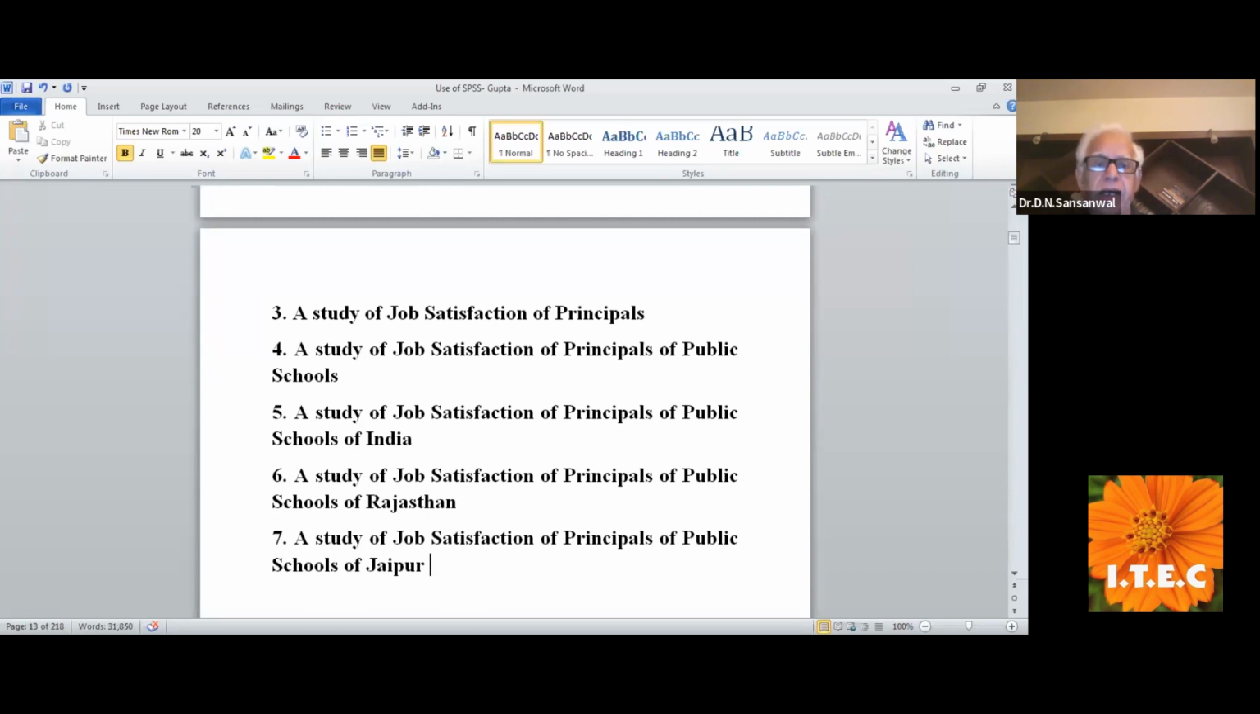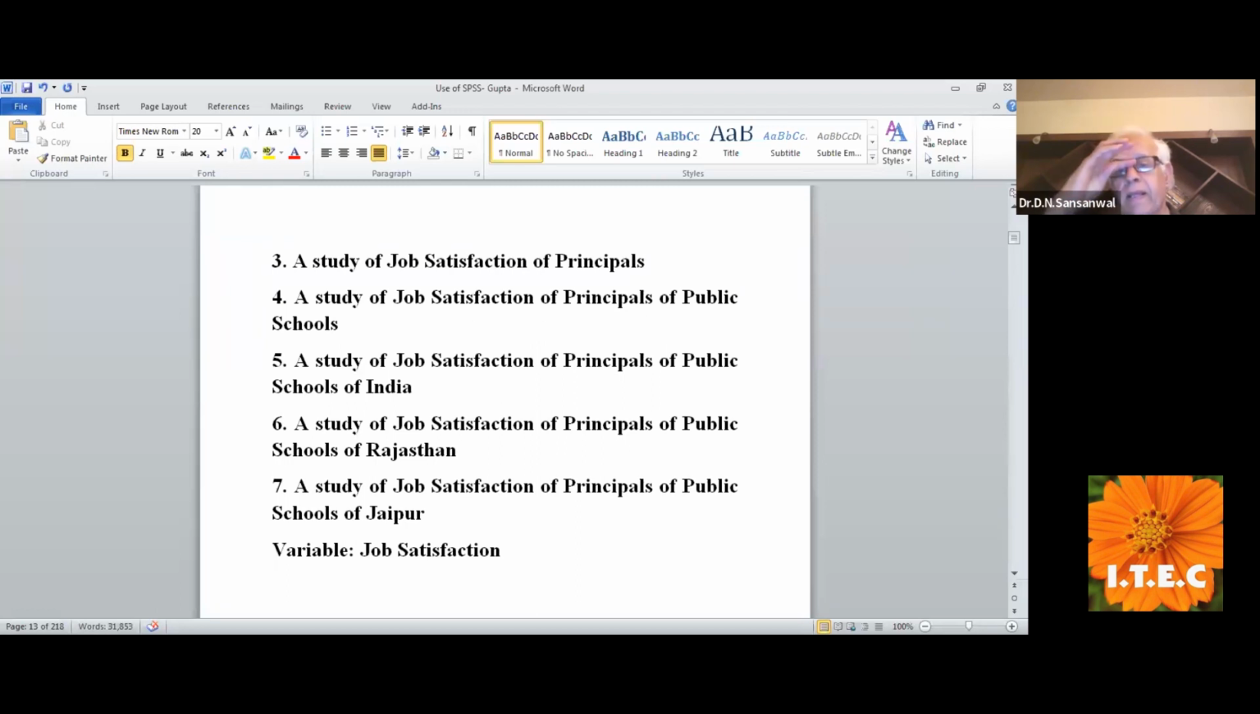Now, here you will have the qualitative data or quantitative data, because there is a job satisfaction scale, and that will give you the quantitative data. So in this one, my variable is the job satisfaction. This is the variable which I have.